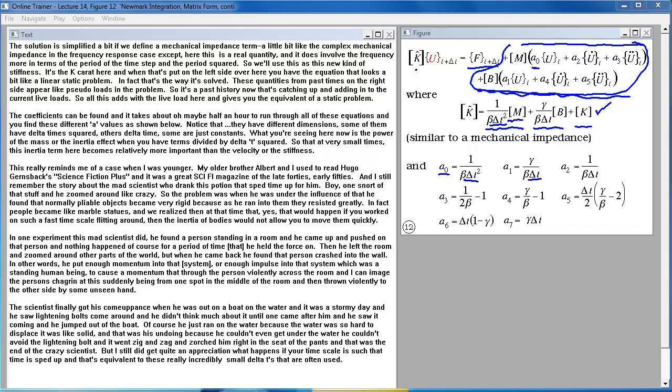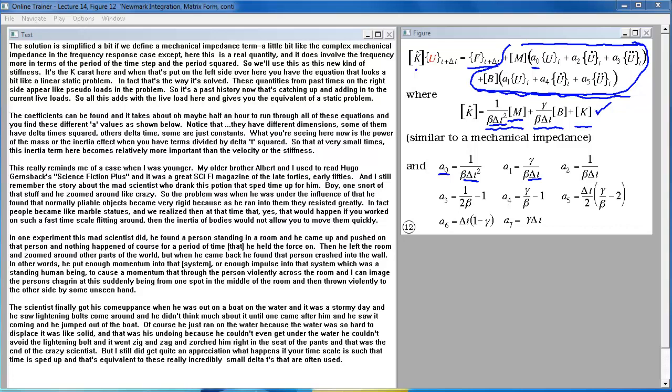If you worked on such a fast time scale flitting around, then the inertia of bodies would not allow you to move them quickly. In one experiment this mad scientist did, he found a person standing in a room and he came up and pushed on that person. And nothing happened, of course, for a period of time, and he held the force on. Then he left the room and zoomed around to other parts of the world. But when he came back, he found that person crashed into the wall.